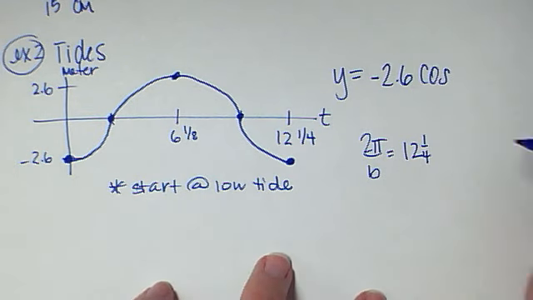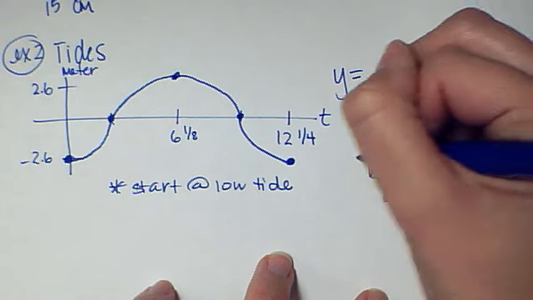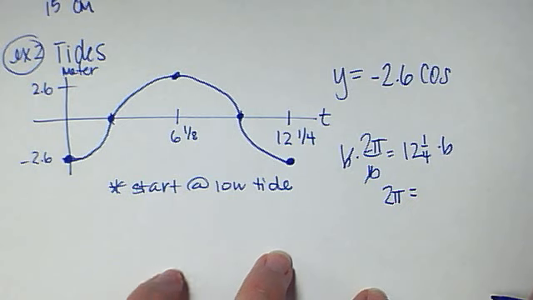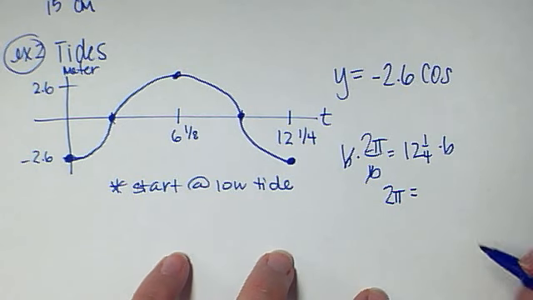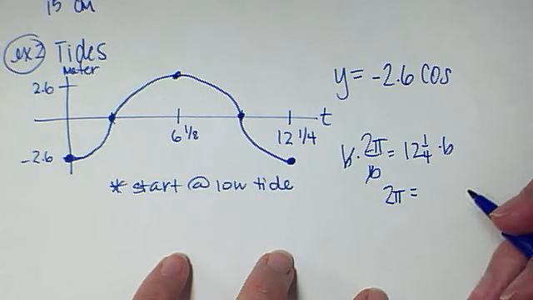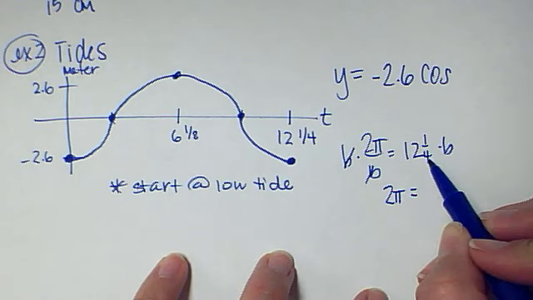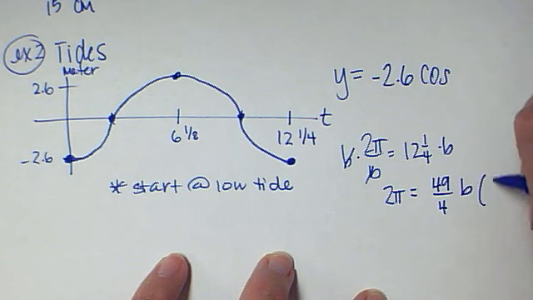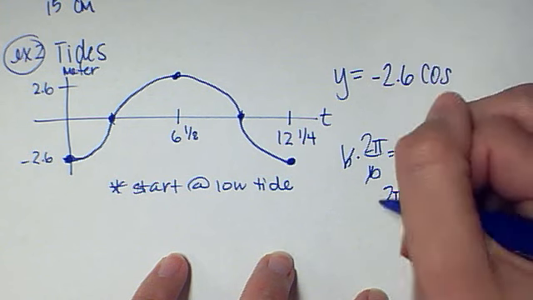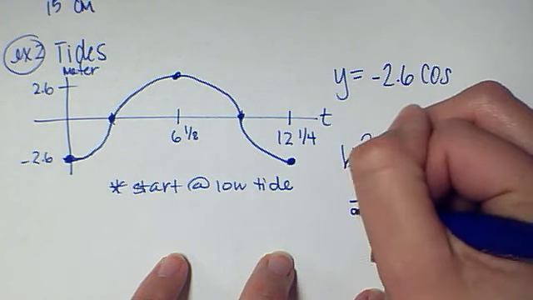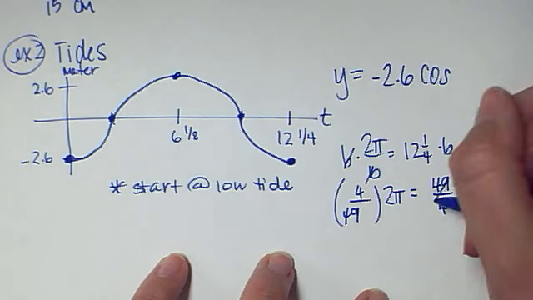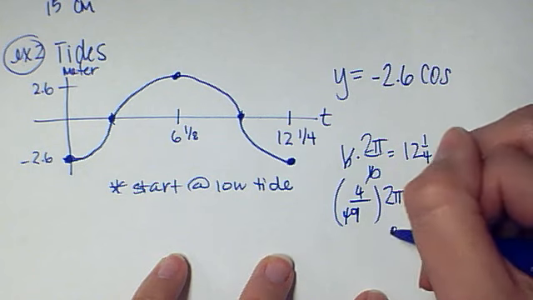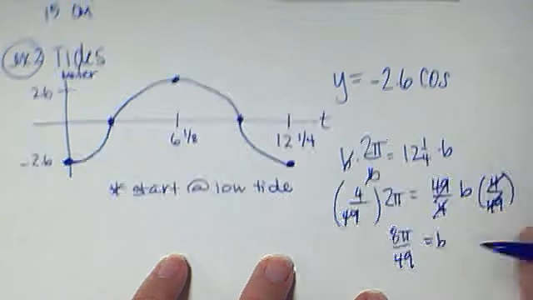We need to find our b, so we can write it into our equation. Multiply both sides by b. 2 pi equals, and I'm going to make that a mixed fraction so that I can multiply by b more easily. 12 times 4 is 48, and 48 plus 1 is 49 over 4b. To get b by itself, I'm going to flip that fraction, multiply. Those cancel, and this side I have b. The other side I have 4 times 2, which is 8 pi over 49, and that's my b.